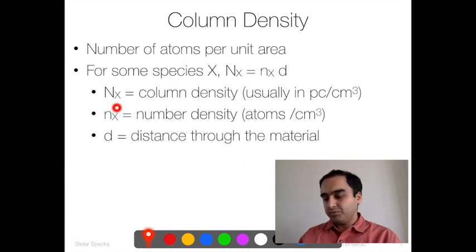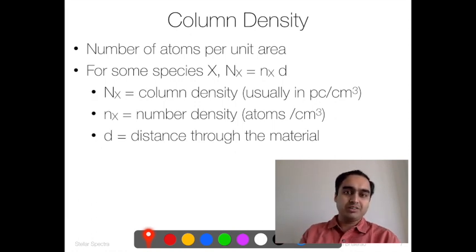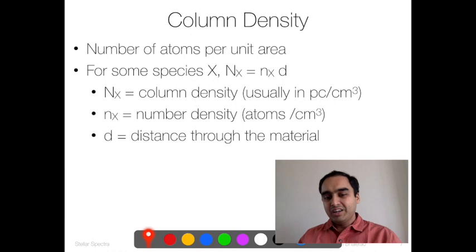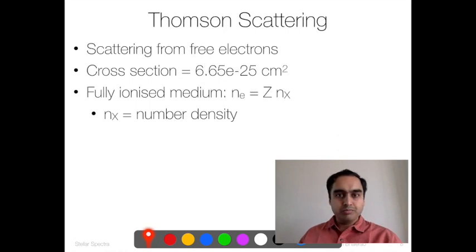Now usually though in astrophysics we measure number densities in per cubic centimeters. Remember, we stick to CGS units, not SI, and distance itself is measured in parsecs. So column density is often expressed in parsecs per centimeter cube.